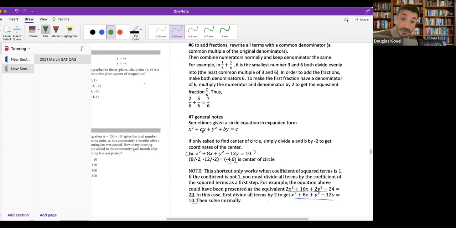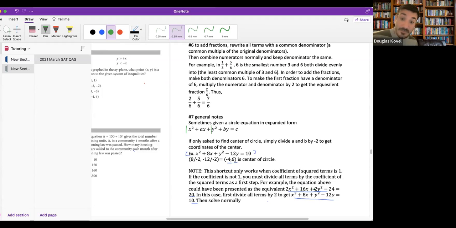But one important note, because this did show up in a different test one year: this shortcut only works if you have a 1 in front of the x squared and y squared, like we do here. So suppose they had put a 2 in front of x squared and y squared, like in the case of the problem I made up right here. So they could have written this as the equivalent 2x squared plus 16x plus 2y squared minus 24y equals 20.